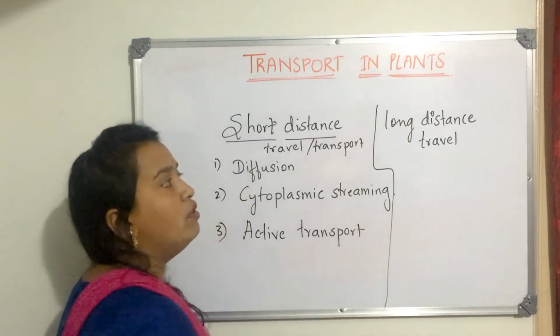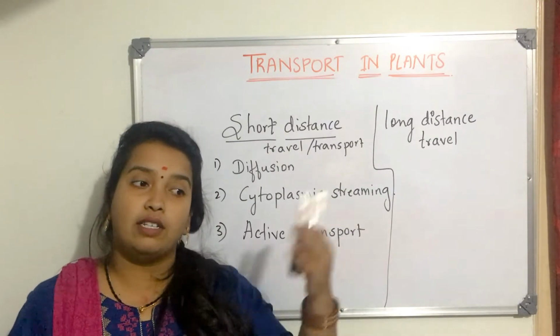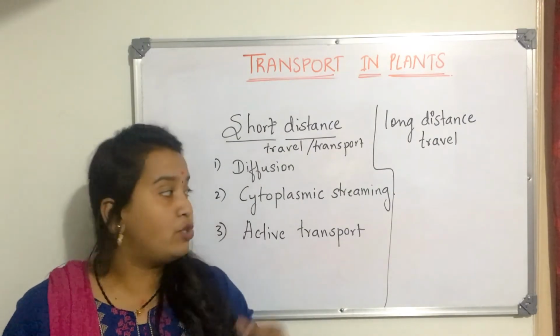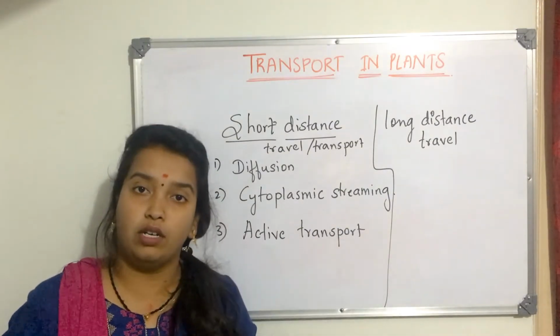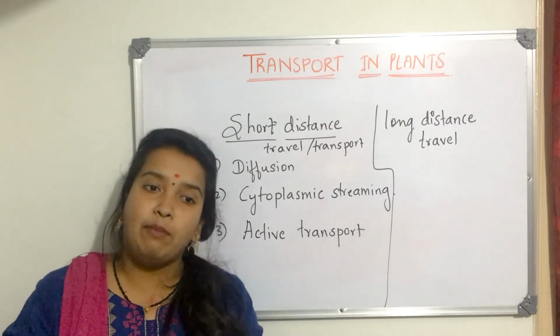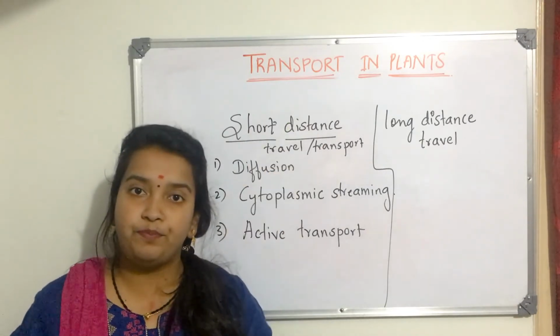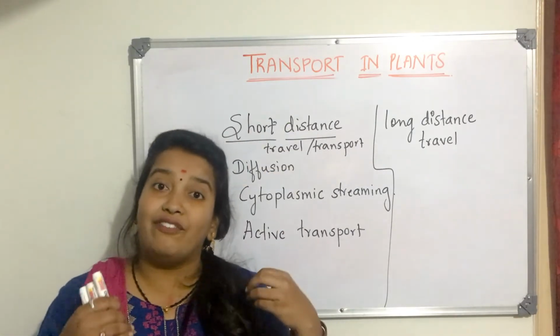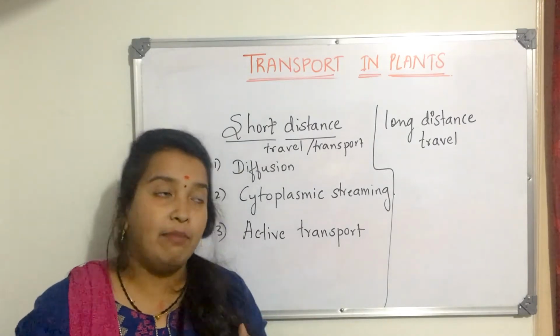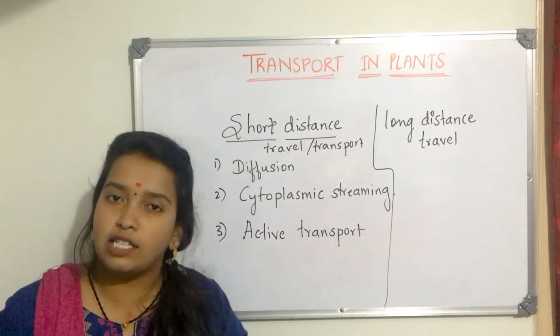As I told you, for short distances the things move cell by cell. But in long distance transport, what actually happens is it has to move from the root to the top of the tree or the top of the plant. If it is moving slowly, it takes a long time to reach the top. So it has to be done very fast, right? These three methods cannot help because they only work for short distance travel.